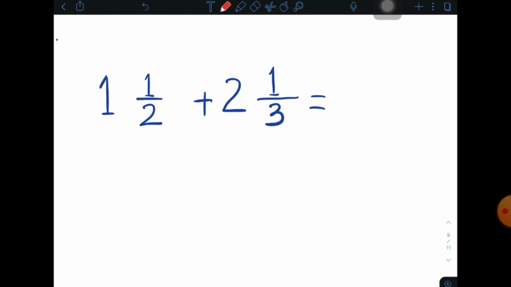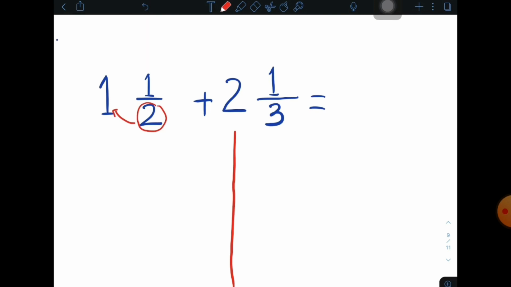Obviously, these are mixed numbers. So how to add mixed numbers? There are two ways or two methods in solving mixed numbers. First method, this is commonly used by the students, like changing from mixed number to improper fraction.